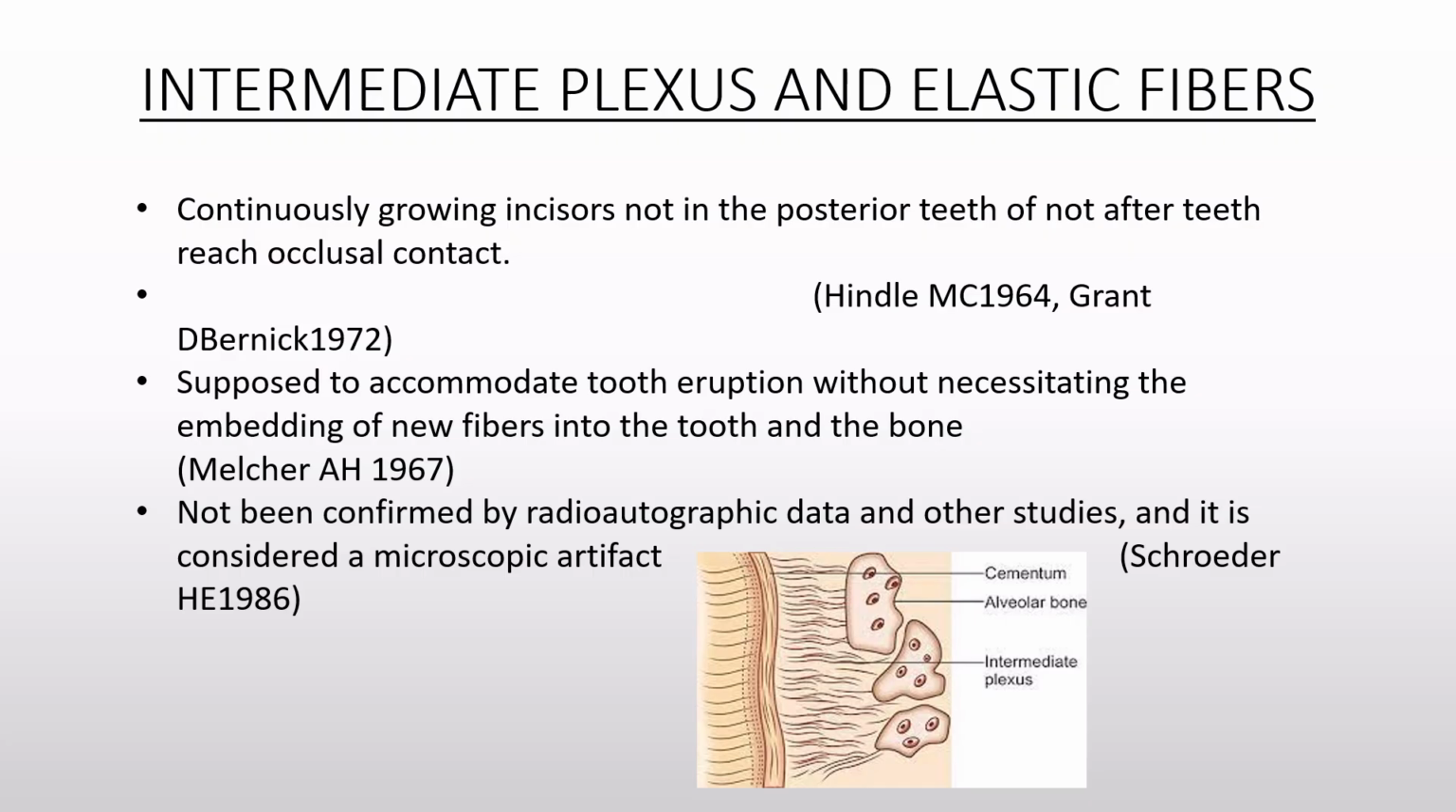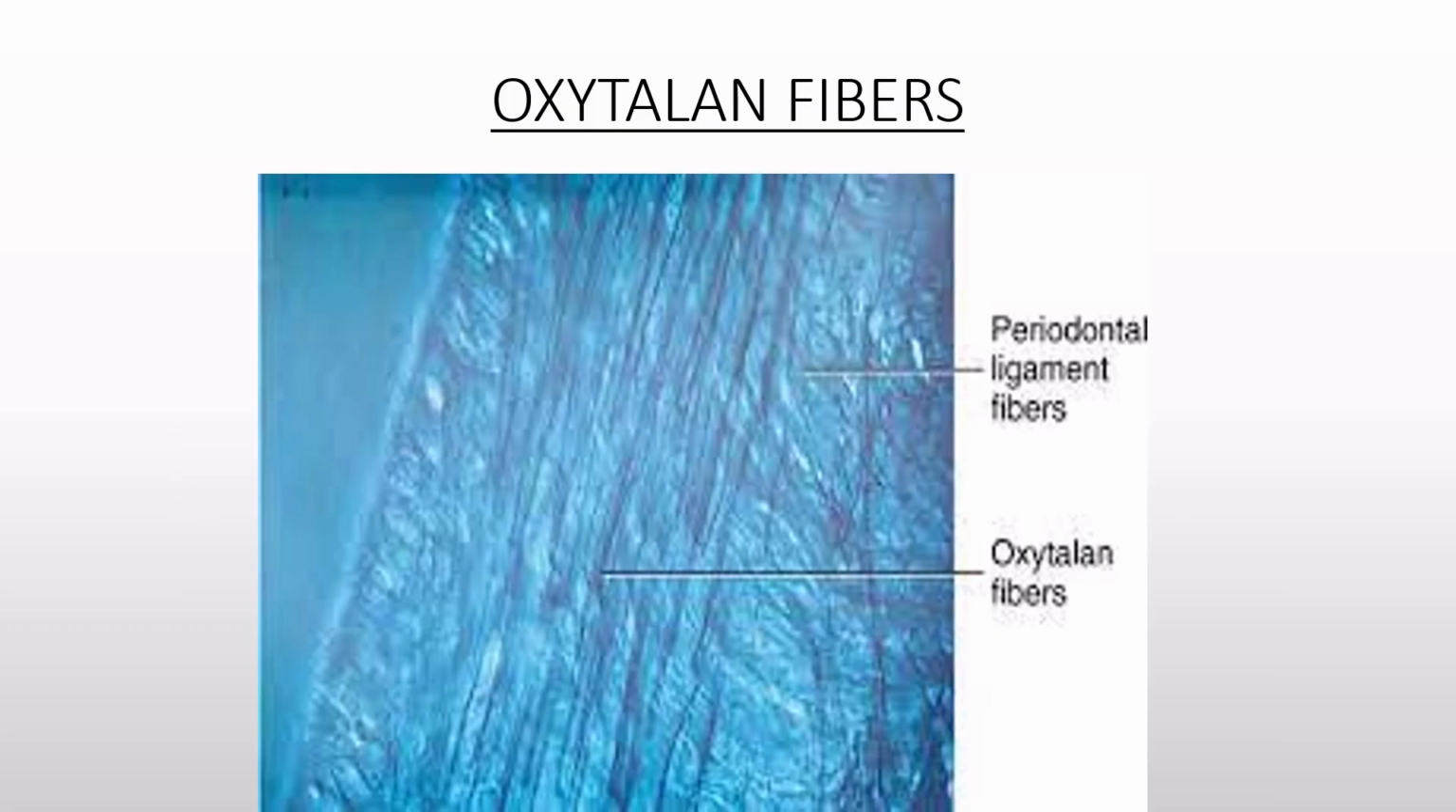The intermediate plexus has been seen in continuously growing incisors, but not in the posterior teeth, and not after the teeth reach occlusal contact. It is supposed to accommodate tooth eruption without necessitating the embedding of new fibers into the tooth and the bone. And this cannot be confirmed by radiographic data and other studies, as it is considered a microscopic artifact.